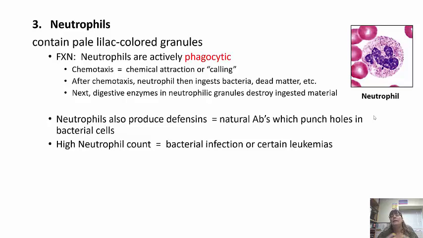And what they do is they take a bacterial cell and they release their defensins, and it punches holes in the bacterial cells so they can't survive. If you have a high neutrophil count, it usually means you have a bacterial infection, but it can be associated with certain leukemias as well. And there's a picture over there of the neutrophils.